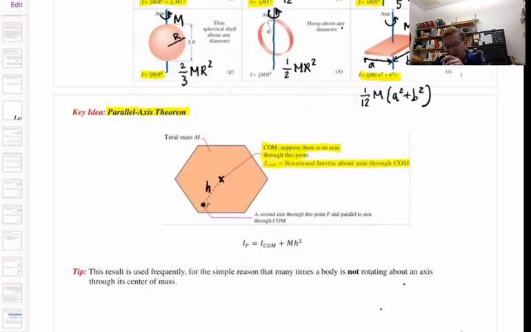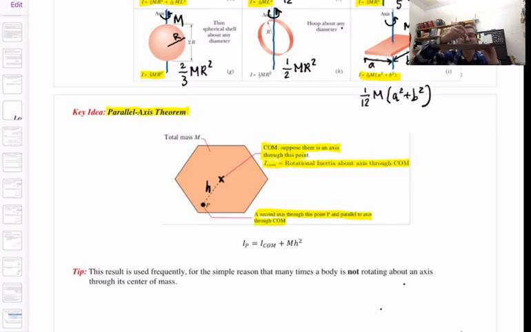Okay, so the center of mass axis is perpendicular to the screen in the middle. And then there's a second axis through point P, right? We have a second axis through this point P, parallel to the first axis through the center of mass. And the distance between those parallel axes we're going to call h.